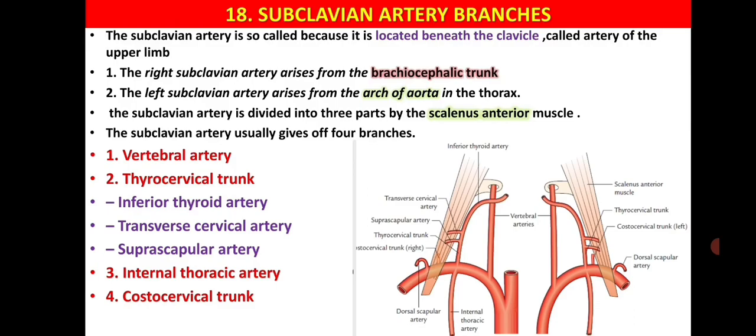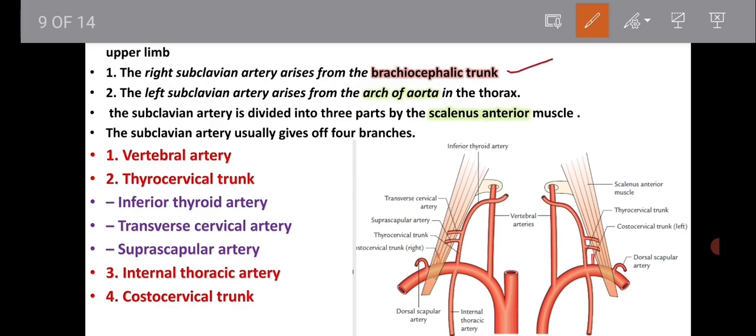And the next question, subclavian artery branches. The subclavian artery is also called the artery of the upper limb, and as the name suggests, it is located beneath the clavicle. There are two subclavian arteries, the right and left subclavian arteries. The right subclavian artery arises from the brachiocephalic trunk, and the left subclavian artery arises from the arch of the aorta. This subclavian artery is divided into 3 parts by scalenus anterior.